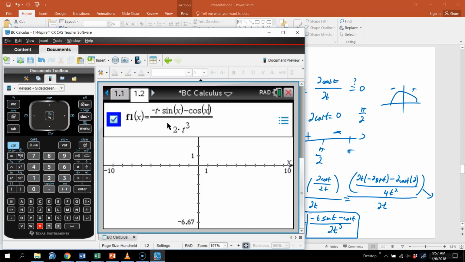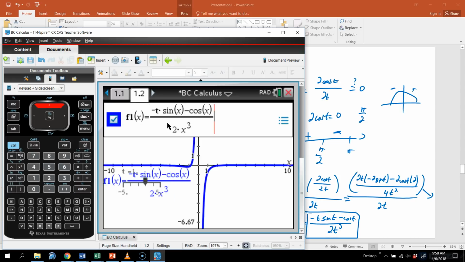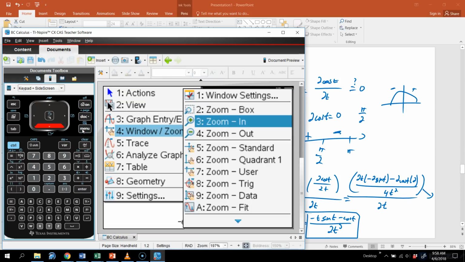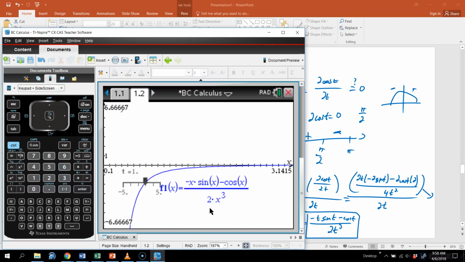Use an x on the top. There we go. Perfect. Where's my t? Oh, I still have one. There we go. Now it'll be happier. Okay, so I'm going to change my window from 0 to pi, which is like 3.1415, and that'll be fine. Okay, so it looks like it only maybe crosses one time over here.